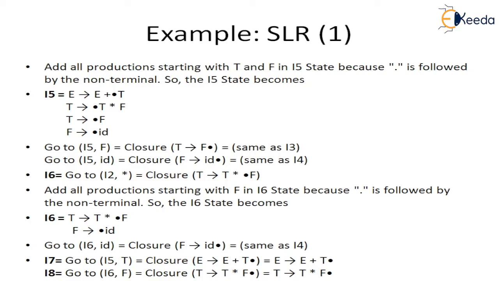After that, in I6 we go to I2 with a closure with T into dot F, and in this way we add all the productions starting with F into the I6 step because the dot is followed by a non-terminal. Again the same condition, then I6 contains the T and F representation, then goto the closure of F, same as the fourth state. Then we execute the I7 and I8 states with goto I5 and I6 steps, representing E and T with the final symbol.